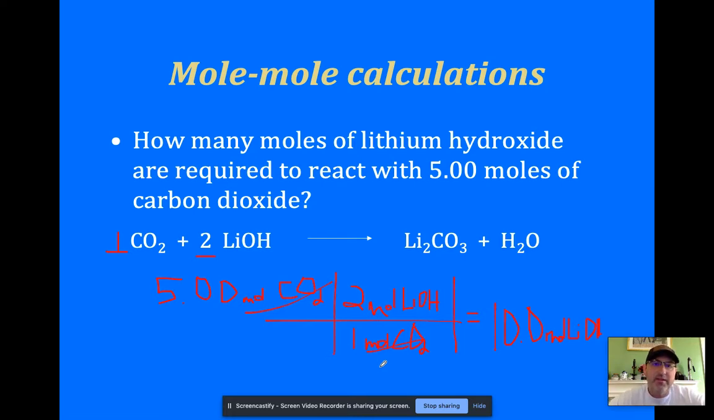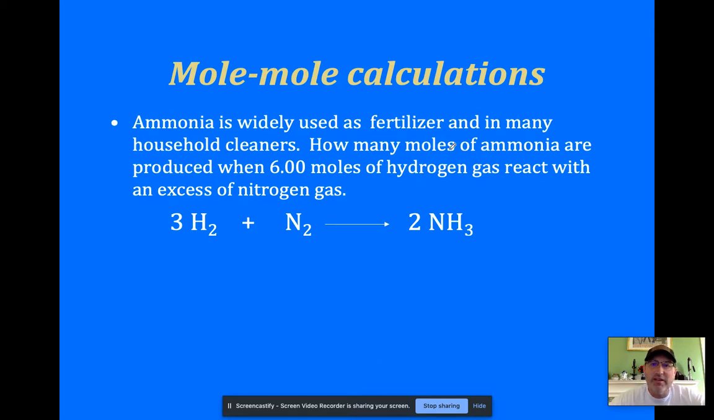Okay, so last one, here we go. Ammonia is widely used as a fertilizer in many household cleaners. How many moles of ammonia are produced when 6 moles of hydrogen react with an excess of nitrogen gas? Now, when you see that, that just means that you have plenty. You have enough N2 that when the H2 runs out, the reaction is going to stop. So don't worry too much about that. So we have 6 moles of this. Remember, you can always find the substance in the balanced equation. So hydrogen gas, that's this.